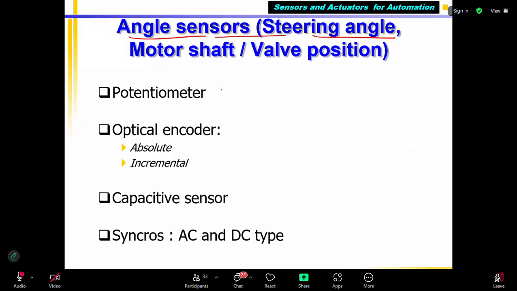To measure any rotating angle, you can use a potentiometer, or else you can use an optical encoder. There are two types of optical encoder, one is the absolute encoder, the other one is the incremental. The third type is a capacitive type sensor. The fourth one is synchro. I'm not going to discuss this. Already we discussed this when we talked about capacitive sensors, correct? So this also I'm not going to discuss.